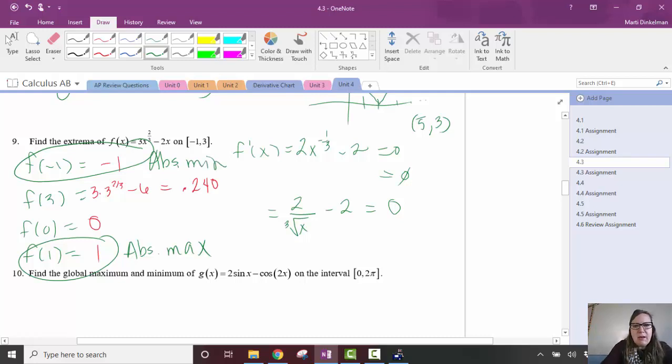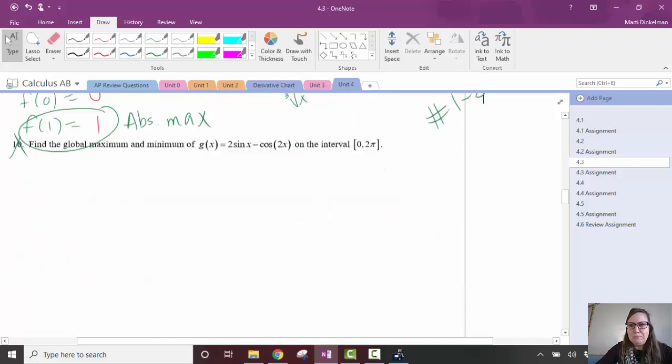Okay, so this is the spot where I would pause. We're going to skip example 10 because you need to know a trig identity for that. So we're going to skip that. This is where I would pause and I would do numbers 1 through 22 on the assignment. And then once you feel comfortable with those problems, then come back to the video and we'll finish up on what's called the mean value theorem.